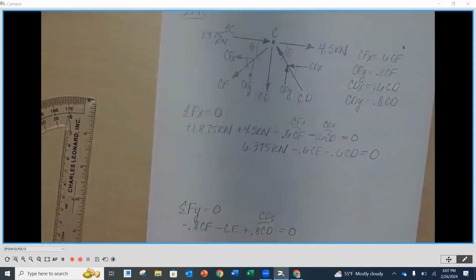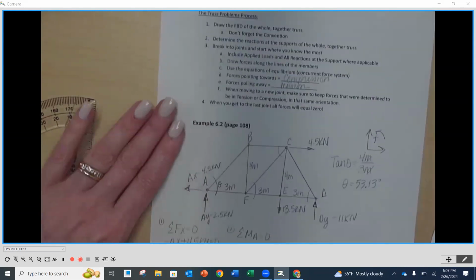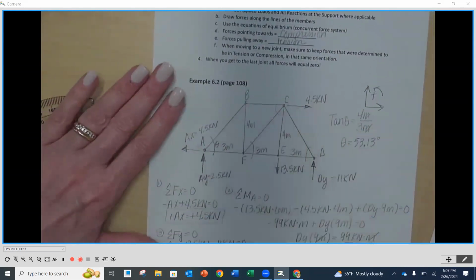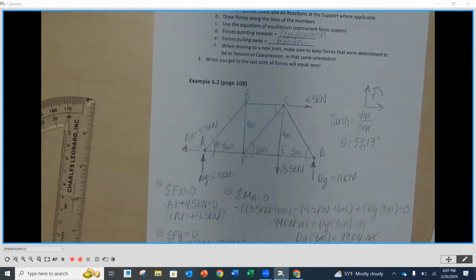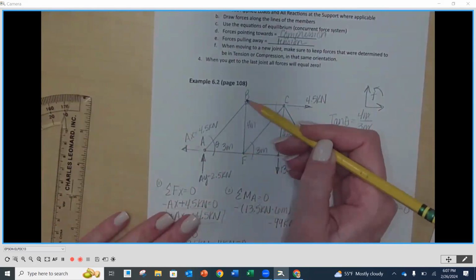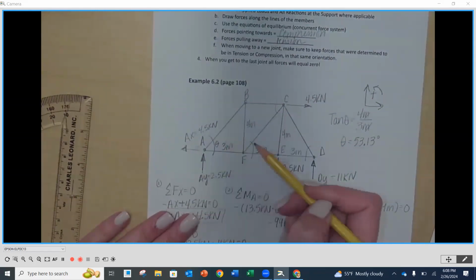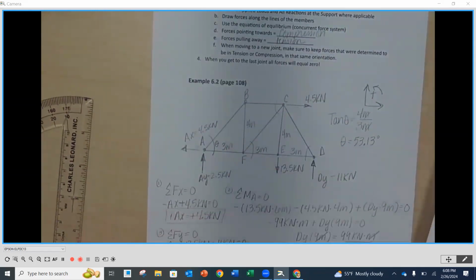All right, so joints, where do we want to go? So we did A, we did B, we tried C. Well, we're going to go back to it, no worries. Where should we go now? F, yes, F. We did B, so we know a little bit of something there, and we did A. So F would be a good one to try next, okay?